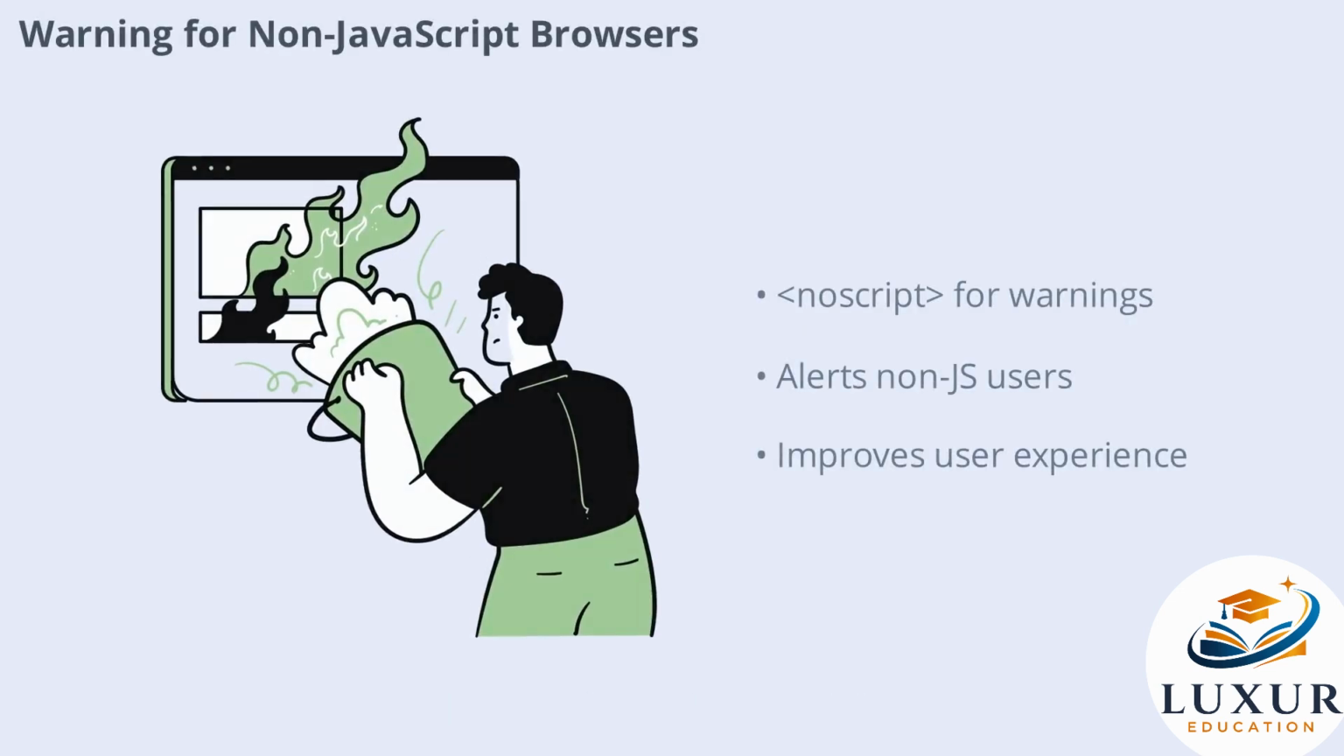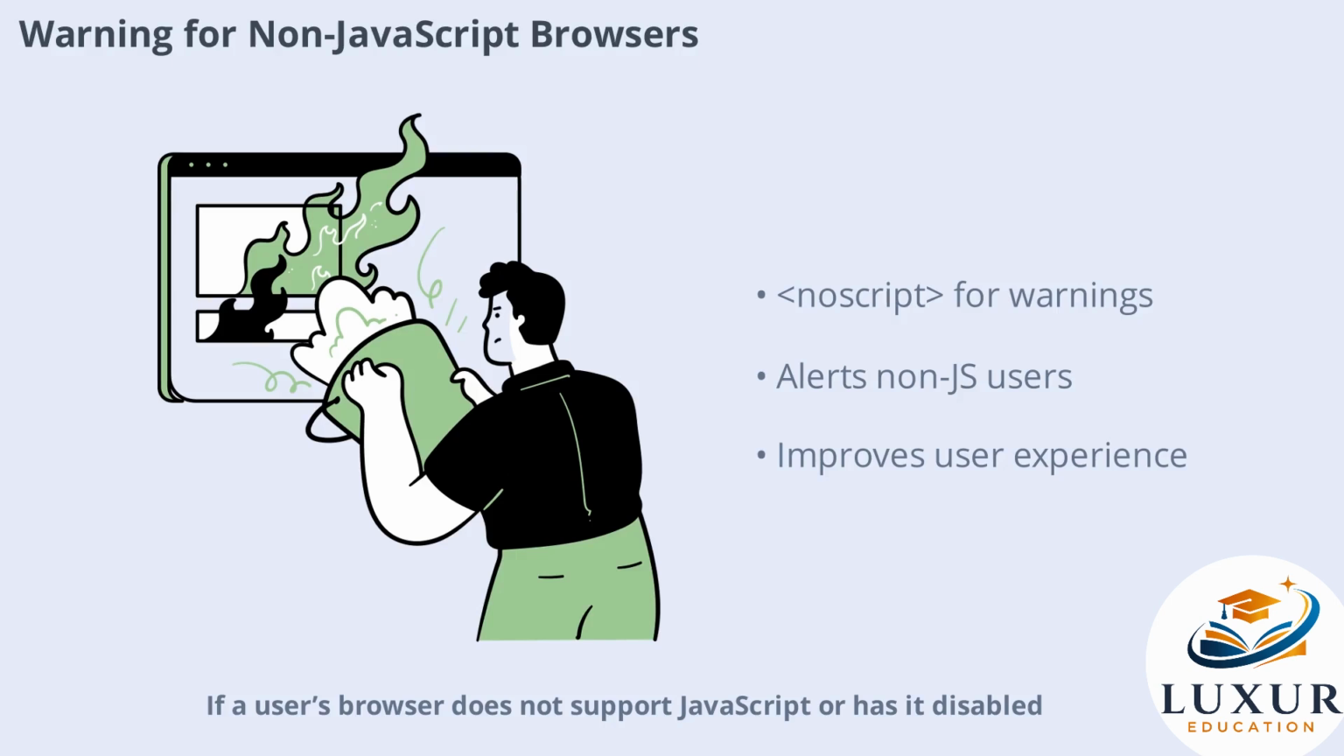If a user's browser does not support JavaScript or has it disabled, you can display a warning message using the noscript tag. Place this tag immediately after your script block to inform users that JavaScript is required for certain features. This ensures users are aware of any limitations and can take appropriate action.